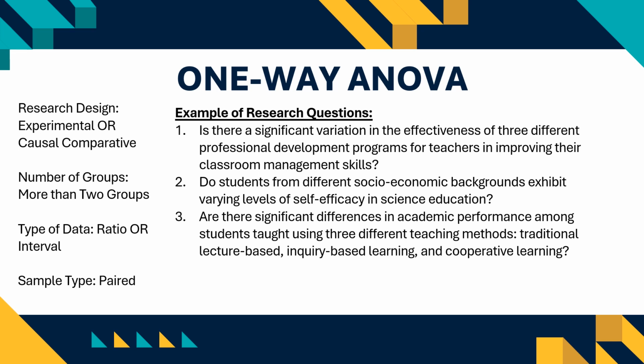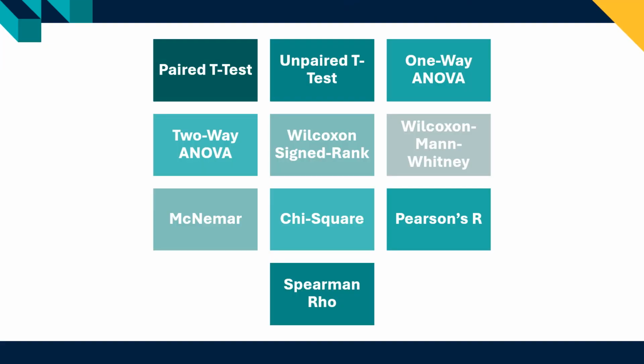Do students from different socioeconomic backgrounds exhibit varying levels of self-efficacy in science education? Are there significant differences in academic performance among students taught by using 3 different teaching methods: traditional, lecture-based, inquiry-based learning, and cooperative learning? Next we'll review the two-way ANOVA.